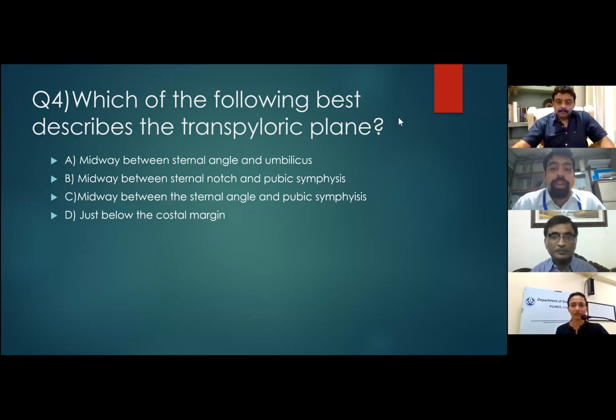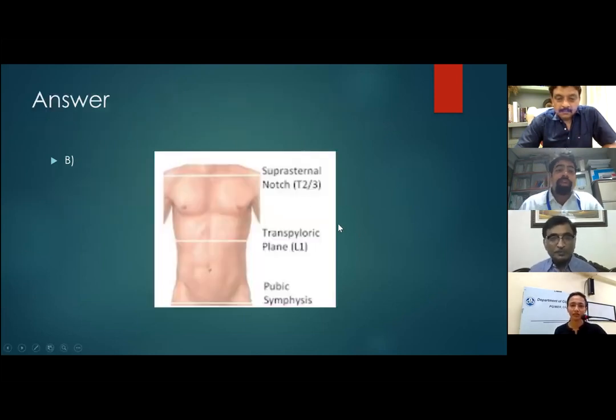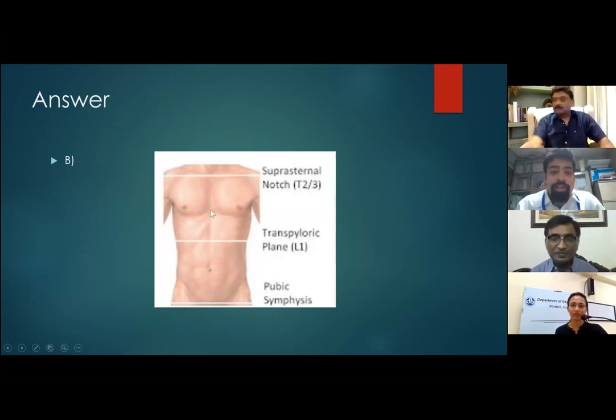Only 20% of the people have got it correct this time. The majority of people have chosen just below the subcostal margin. In fact, that is the subcostal plane, and midway between the sternal angle and umbilicus, 30% have chosen. The correct answer is that it lies midway between the suprasternal notch and the pubic symphysis. This is the transpyloric plane, and it lies at the L1 level. Another way it has been described is that you can find it lying midway between the xiphisternum and the umbilicus. Another way to locate it. Either you can locate it midway between the suprasternal notch and pubic symphysis, or midway between the xiphisternum and umbilicus. And this time only 20% could get it correct.